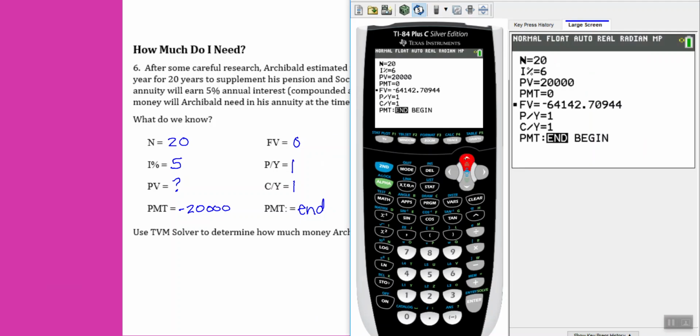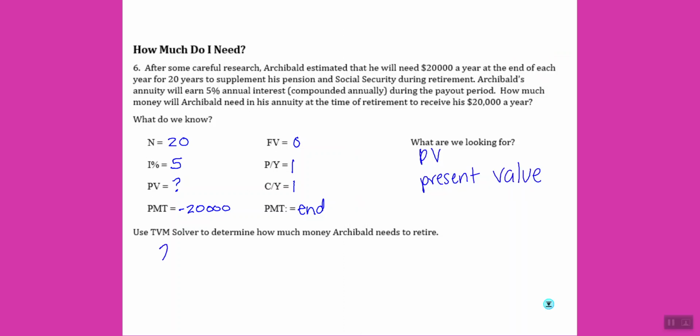So let's go back to our app. 20 years, 5% interest. We don't know how much we're going to put in at the beginning. We know we're taking out $20,000 and we want nothing left over. So if we go back up to PV, alpha, enter, we need to start off the account with $249,244.21. That's how much he needs to have in his savings to be able to get $20,000 out each year.